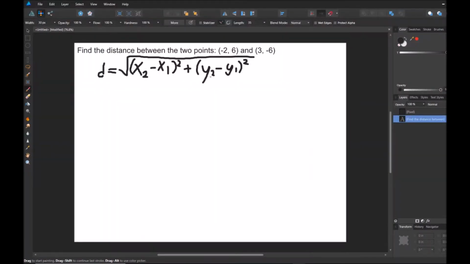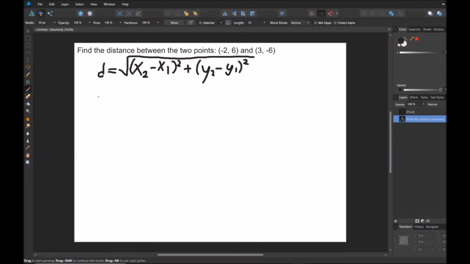So in the next question we're asked to find the distance between the 2 points (-2, 6) and the other point (3, -6). And just like last time, (-2, 6) is our x1, y1, and (3, -6) is our x2, y2. So having seen the last 2 problems being done, I want you to pause the video and try this on your own, and we'll see how you do.